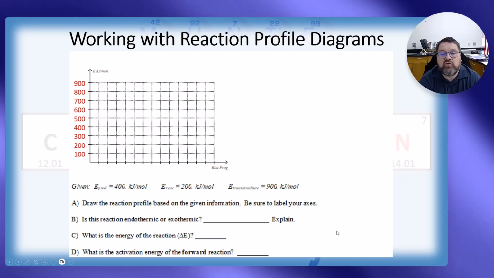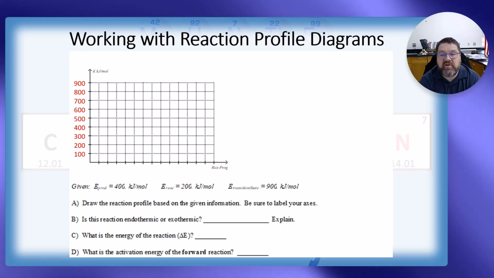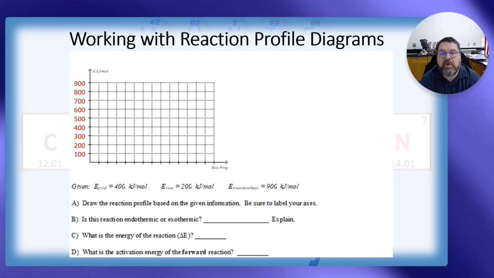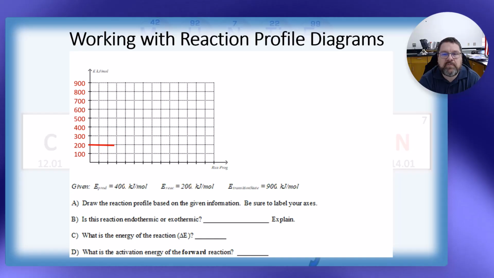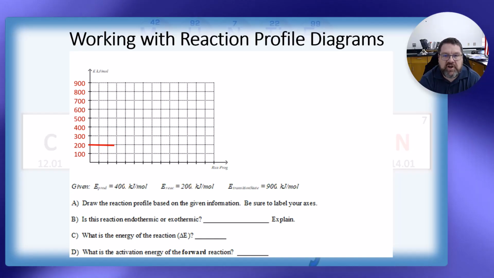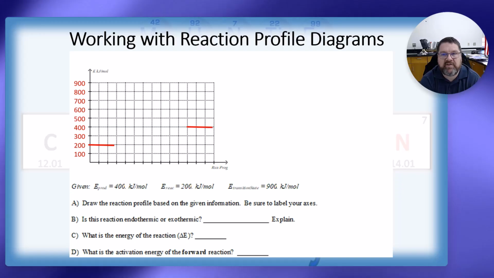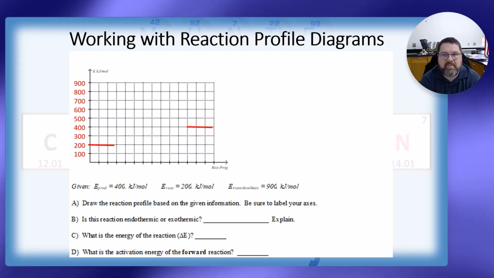So next is to draw the reaction profile based on that given information. We've labeled the axes. So we start with our reactants. Our reactant energy is 200 kilojoules per mole. So we'd start by drawing a flat line at that location. Then our product energy at the very end is going to be 400 kilojoules per mole. So out at the right-hand side of the graph, I'm going to draw that line.